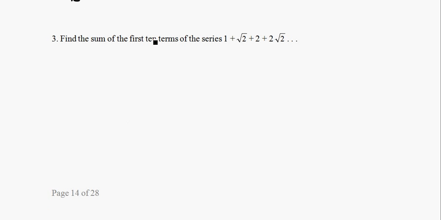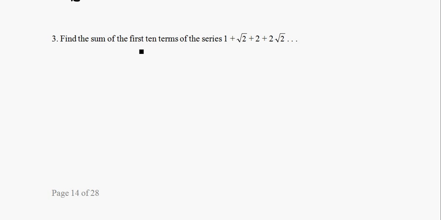Here we want to find the sum of the first 10 terms. Clearly my first term is 1. What am I multiplying 1 by to get radical 2? Well, that would be radical 2. What am I multiplying radical 2 by to get 2? Well, that would also be radical 2. What am I multiplying 2 by to get 2 radical 2? That would be radical 2 again. So clearly my common ratio is radical 2.